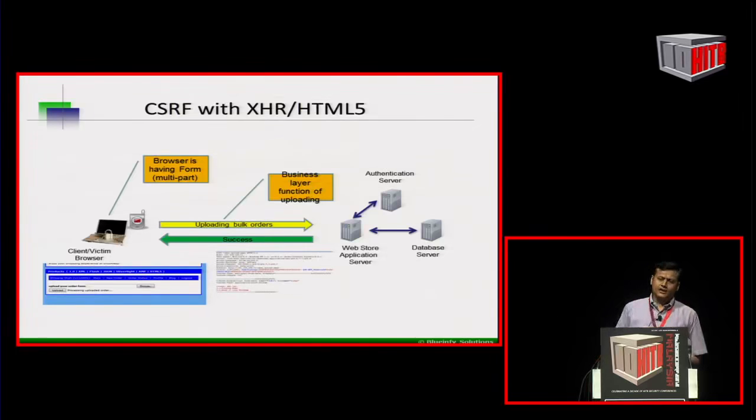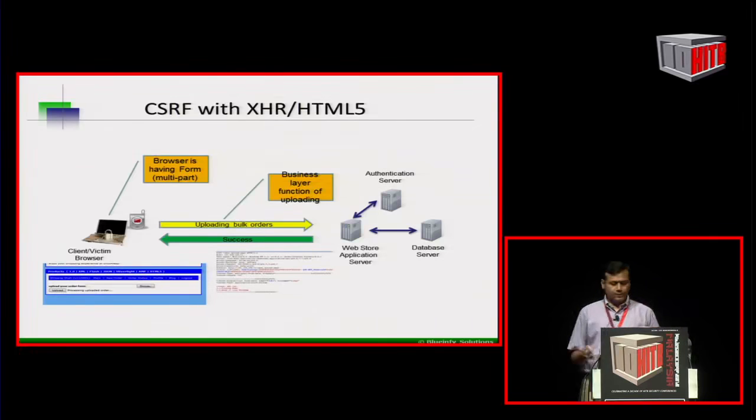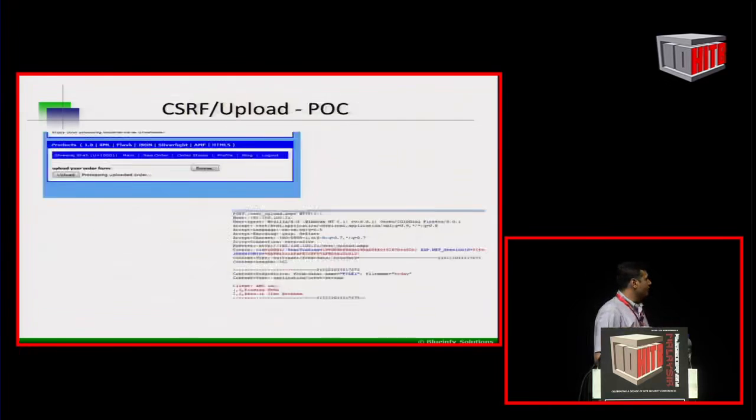Other functionalities, like, say, upload functionality, can be exploited in a similar fashion, because what is going to happen is you can construct a multipart request on the fly through XHR and post cross-domain. So over here, for example, you have the same web store where you have some kind of bulk order upload. So you say, okay, I want to upload some bulk order here, and you get a success back. So over here, there is an upload field. When you do upload, this kind of HTTP request will get fired up.